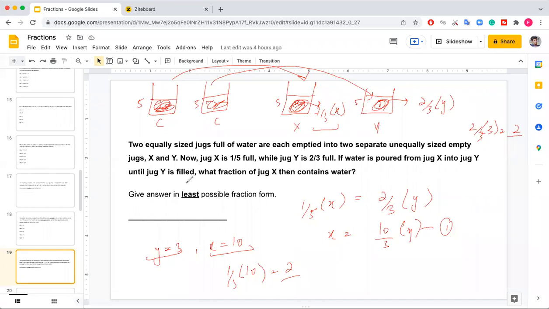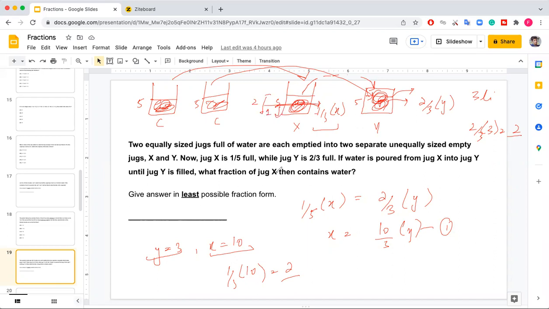You need another liter to fill the jug Y. Yes, because the capacity of Y is 3 liters and it is already filled to 2 liters. So to completely fill Y, I need to just pour 1 liter from X to Y. As a result, this will be full, this is 3 liters. And X is just left with, at first this was 2 liters and now it is left with 1 liter.